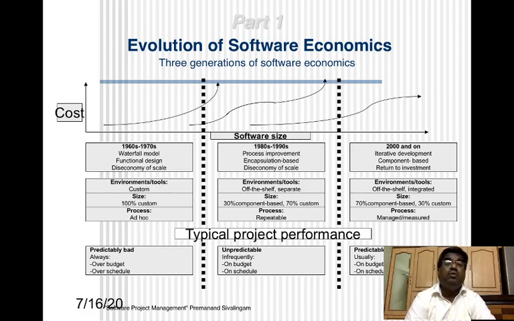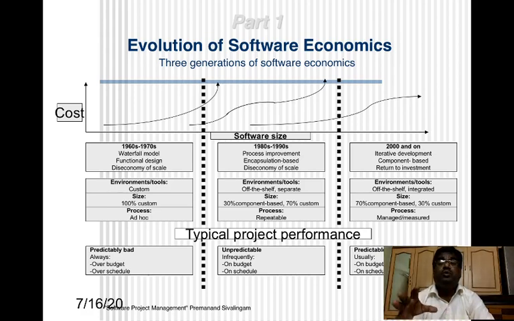Now I will tell you what we mean by component based and customization. Component based means ready-made components, ready-made modules are available. Customization means every line of statement should be written, should be developed by the developer. And the process is called repeatable. Repeatable means the process is done like an iterative model. And next, the last, third generation, 2000 onwards: iterative development, component based model.